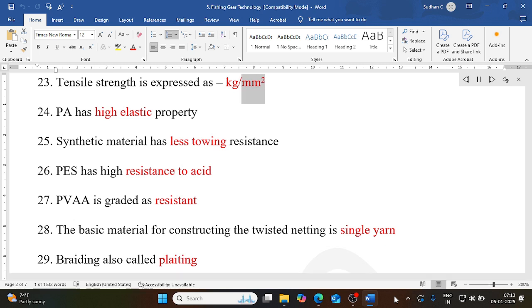kg/mm2. PA has high elastic property. Synthetic material has less towing resistance. PS has high resistance to acid. PVA is graded as resistant.